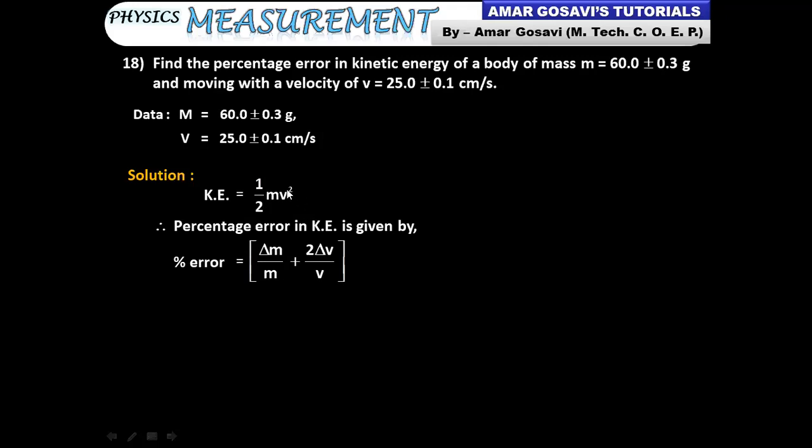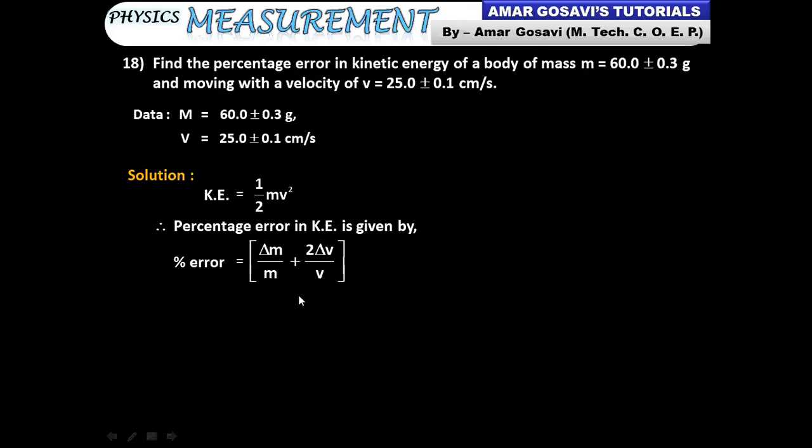Had this been 3, then instead of 2, here it would have been 3. Had this been 4, then instead of 2, it would have been 4. Because it is 2 over here, this 2 comes into picture. This is a new thing which you should remember. Otherwise, the procedure is the general procedure which we have adopted earlier.